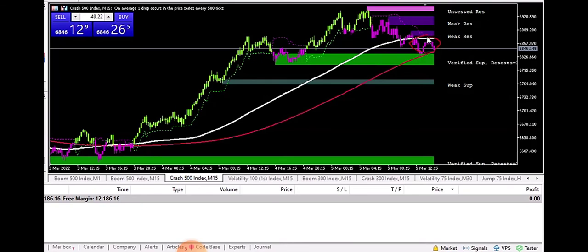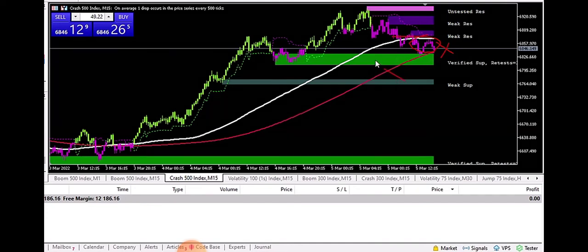Don't take any trade here. It's between, so just leave it. Wait for the price to go below or above these two moving averages, right?